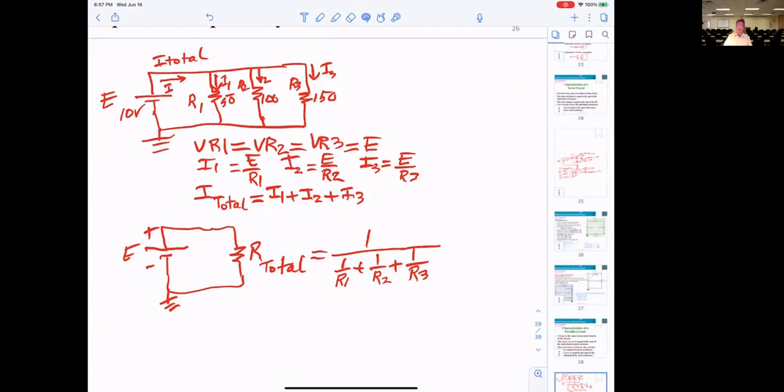Okay, so now if you say, you know how they be in parallel. Mr. Pham, can I ask a quick question? Go ahead. At some point on this one here, on the parallel one, are you going to explain the current divider rule?